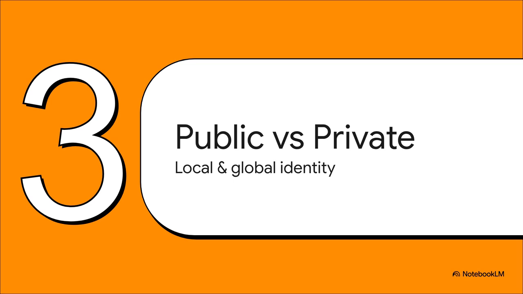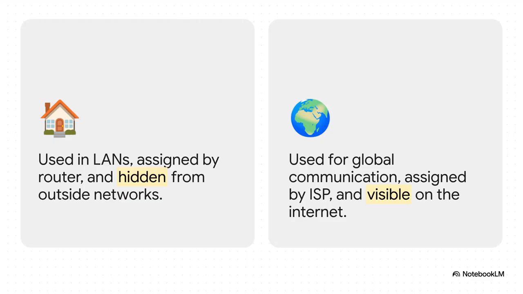Section 3. Public versus private networks, local and global identities. Let's see how your device actually balances these two. As it turns out, the device you're using right now doesn't just have one IP address. It's actually balancing two different identities at the exact same time. First, you have a private IP. You can think of this kind of like a room number inside a large office building. It gets assigned locally by your router, and it's completely hidden from the outside world.